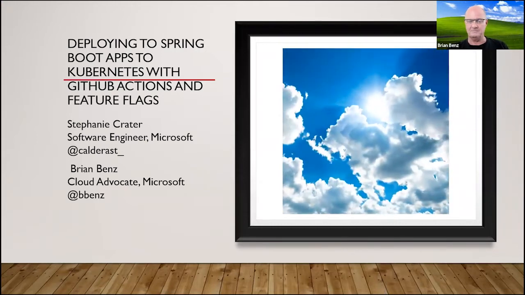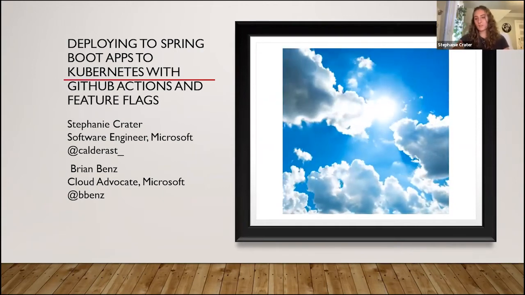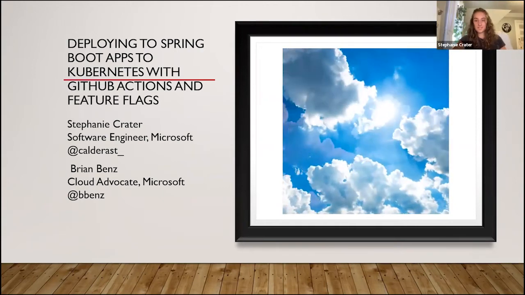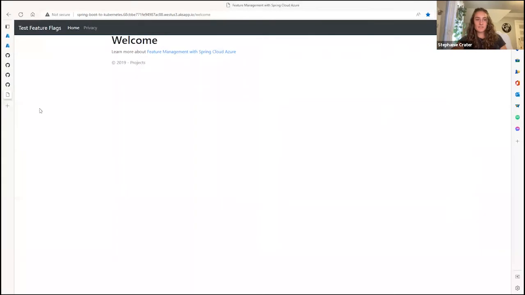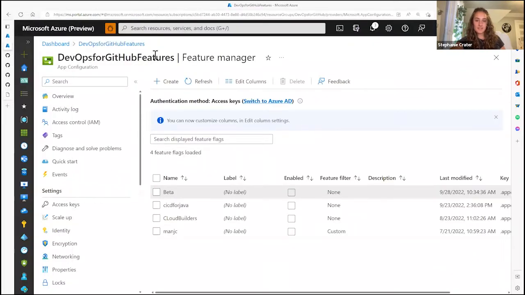So Stephanie, you want to get us started? Yeah, so let's take a look first at the app that we're going to be building. It lives on Brian's GitHub, if you guys are interested. And we're going to be showing you about these feature flags. So Brian can go and turn on and off some of these feature flags. Yeah. Let's take a look.